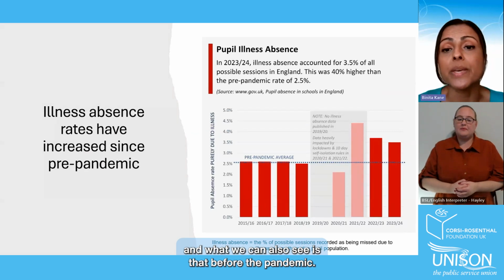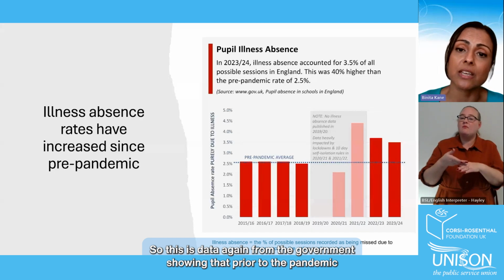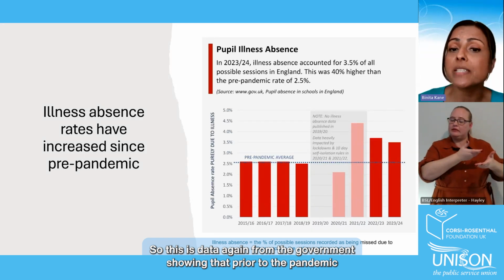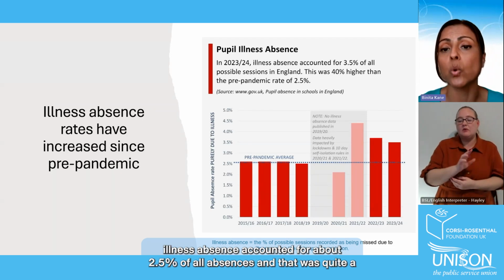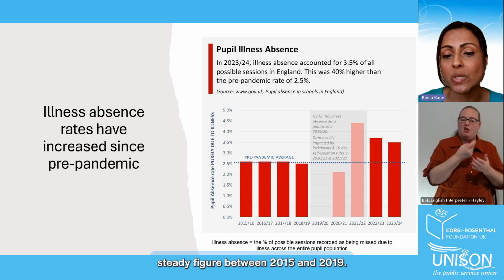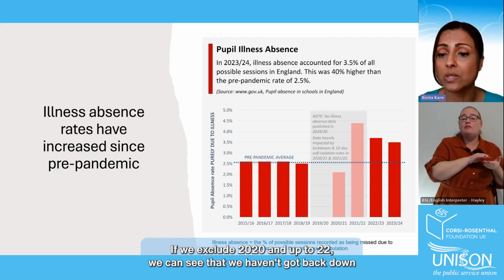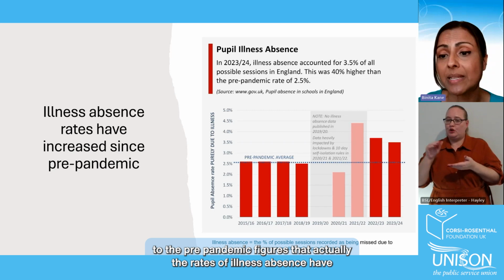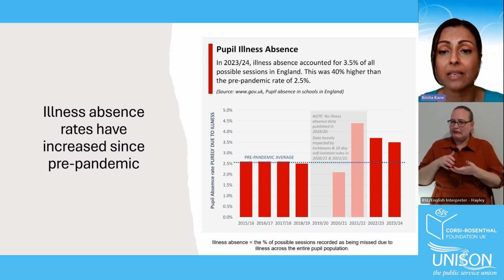And what we can also see is that before the pandemic, so this is data again from the government, showing that prior to the pandemic, illness absence accounted for about 2.5% of all absences. And that was quite a steady figure between 2015 and 2019. If we exclude 2020 up to 22, we can see that we haven't got back down to the pre-pandemic figures, that actually the rates of illness absence have remained higher.